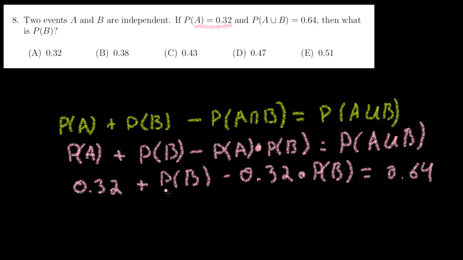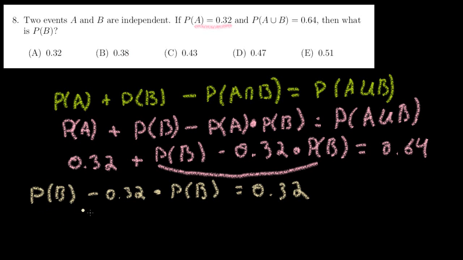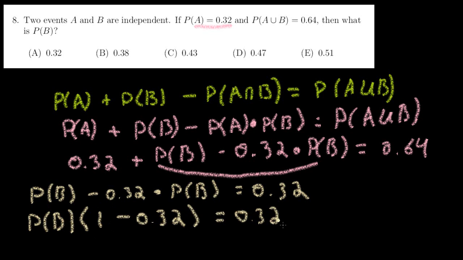Then we want to isolate this portion right here. That means we're just going to be moving the numerical value of 0.32 to this other side, giving us this equal to 0.32. Then we want to factor out the probability of getting B. If you factor out the probability of getting B from the left side, you would get the probability of getting B multiply 1 subtract 0.32, and this will be equal to 0.32 on the other side.